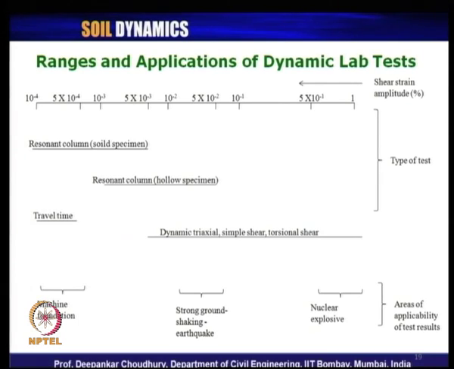That is why when we classified our laboratory tests, we classified them into small strain tests and high strain tests. Small strain is basically the resonant column and travel time tests, which can be classified as small strain testing procedures, whereas these tests of dynamic triaxial, simple shear, torsional shear are classified as high strain testing procedures. Another in this small range comes the piezoelectric bender element test, which we have also discussed. There also you are effectively measuring the travel time. So, that is again a small strain laboratory test.